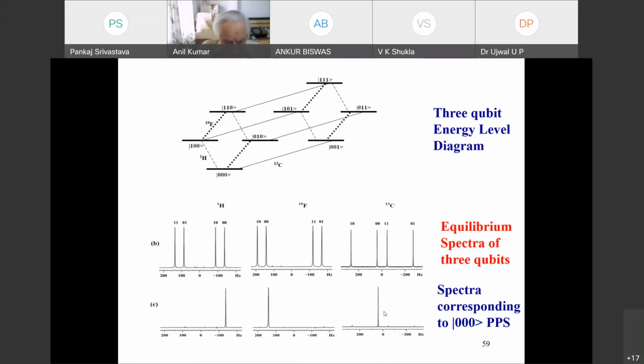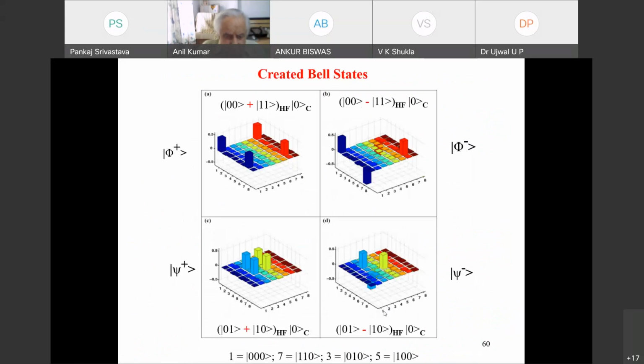Tomography requires a lot of work, but these tomographies have been done, and these are the created Bell states. Okay, so 0, 0 plus 1, 1. You can see there's a diagonal element 0, 0, 0, 0 and 1, 1, 1, 1, and now diagonal elements 0, 0 and 1, 1. So this is psi plus, and this is psi minus because this goes back down, and this is phi plus, which is this one, and phi minus. So this is the prepared, created Bell state shown with the tomography.